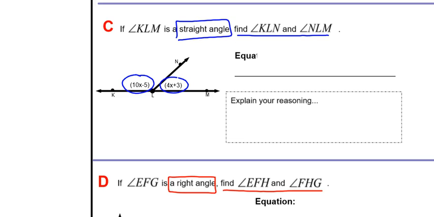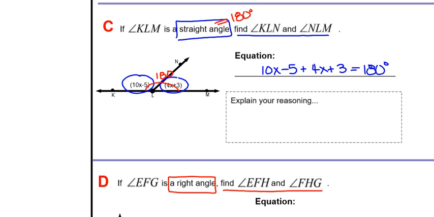It says if KLM is a straight angle, I put a box on that. Straight angle is an important geometry word. Find angle KLN and angle NLM. That is what they want us to do. I've circled the numbers in the problem, 10x minus 5 and 4x plus 3. When I think about this straight angle thing, I'm thinking automatically that that is equal to 180 degrees. So I can put in 180 degrees right there.